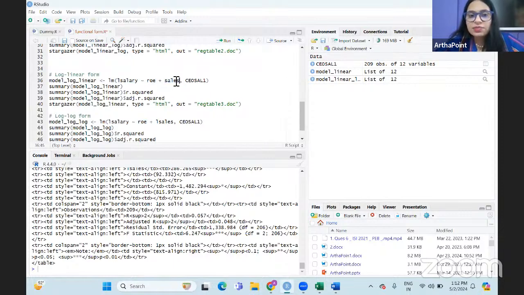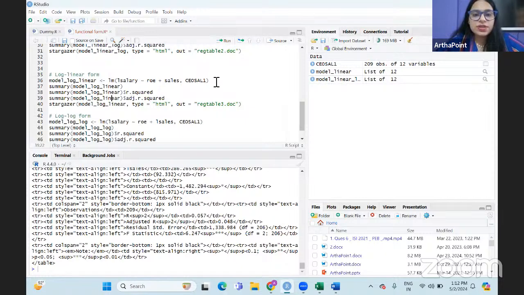So these two variables have become linear and this has become in the log format. And the data set remains the same, CEOSAL1. And then I am just going ahead and generating a summary of this model. Then from that summary, मैं R square का value निकाल रही हूँ. From the same summary, we are finding out adjusted R square. And then we are just going ahead and getting that in the document folder.